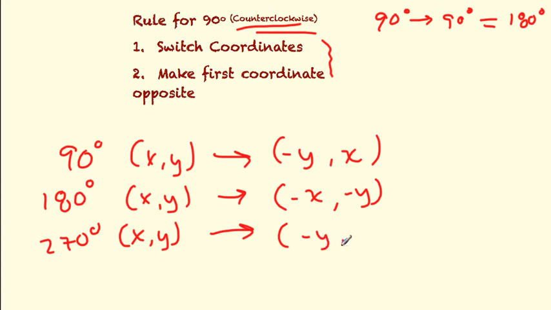So it's going to be, here's switching. All right, but then you got to make the first one the opposite. So the opposite of negative y would then become positive y. There's our rule for switching if you want to rotate 270 degrees.